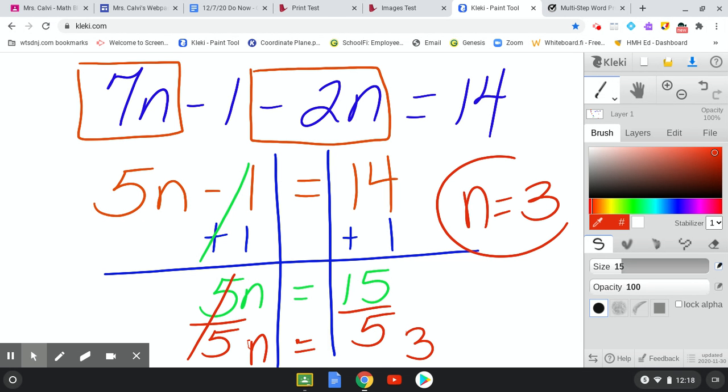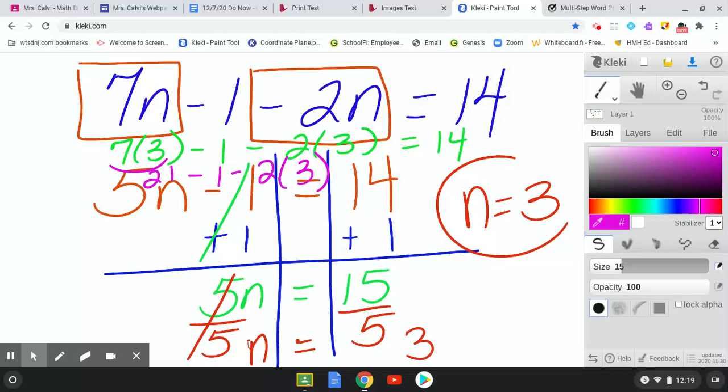Now you can go ahead and plug in that 3 for both of your n's to see if the left side equals the right side. If I take 7 times 3 minus 1 minus 2 times 3, it should equal 14 once you solve the left side. Remember, you have to follow the rules of order of operations, PEMDAS. So I'm going to go ahead and multiply. 7 times 3 is 21. So that would give me 21 minus 1 minus 2 times 3.